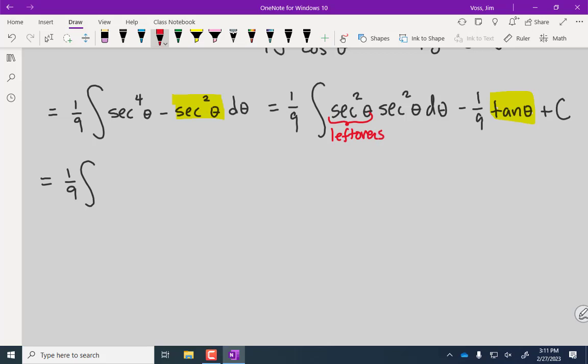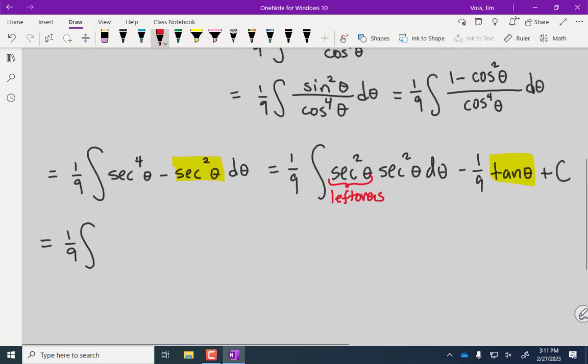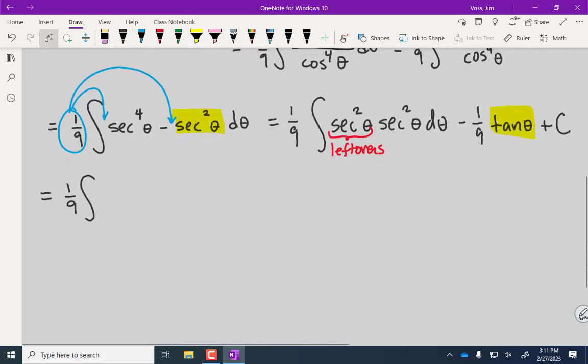I had a question. Where did that negative 1/9 come from? This 1/9 gets distributed here and here. So 1/9 secant to the 4th minus 1/9 secant squared. So it comes from that. Couldn't you just keep that out there? You could, yeah, you could have some big monster brackets. Which one would be better? It doesn't matter.